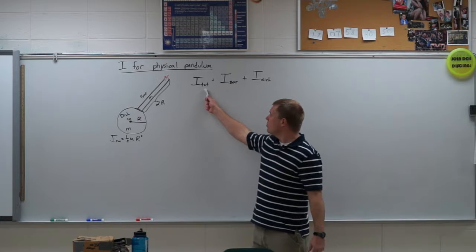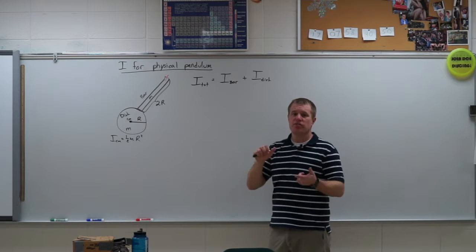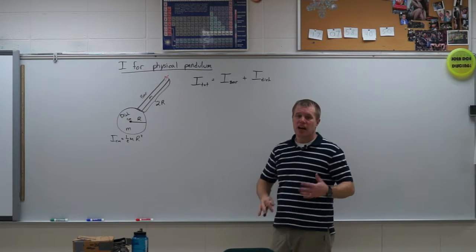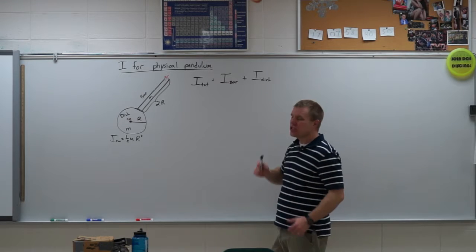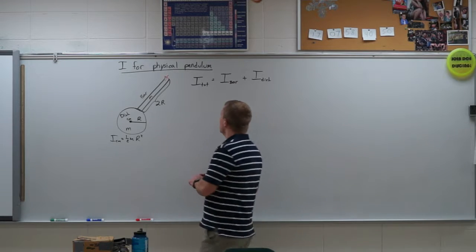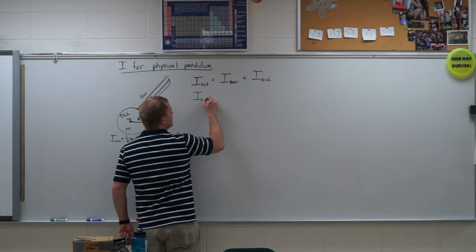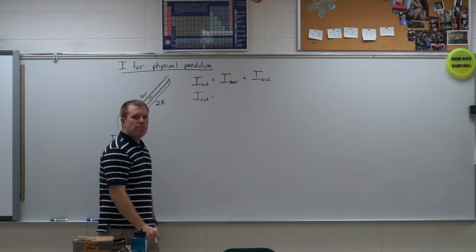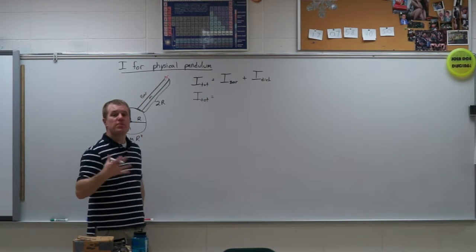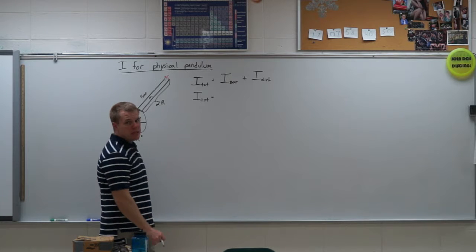So to find the total moment of inertia, I have to add up the moment of inertia of the bar and the disc. Now I'm going to show you how to get those two moments of inertia, just as a nice little review for you. For the moment of inertia of a bar, because it is a uniform bar, we are expected to be able to use the integral method.